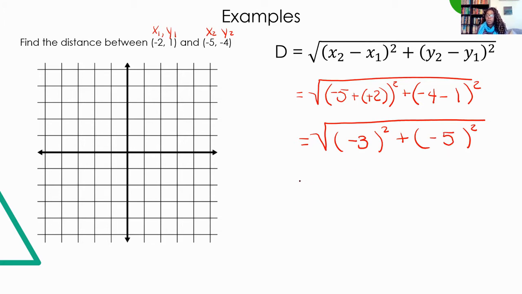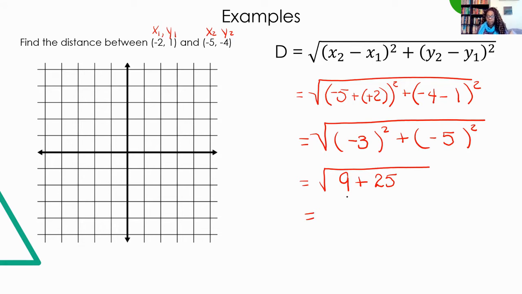So now we're going to square it. So -3 squared, that's the same as saying -3 times -3. So that gives me 9. Plus -5 squared, that's -5 times -5, that gives me a positive 25. So you see how we're slowly breaking everything down?